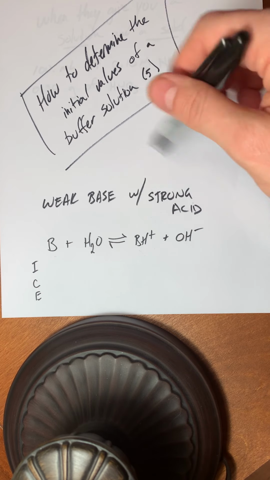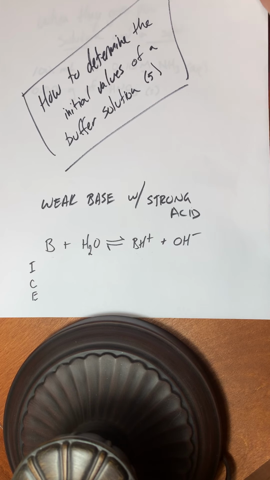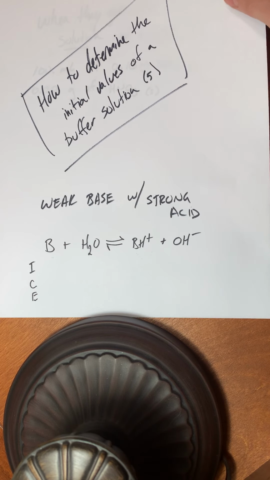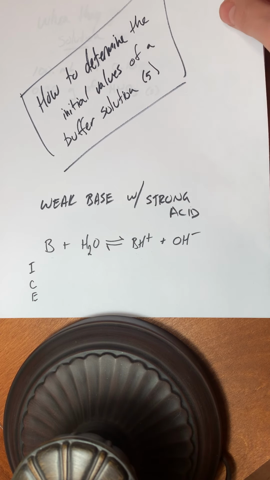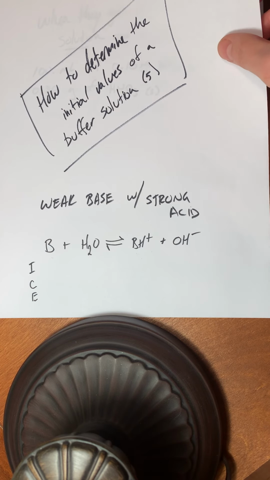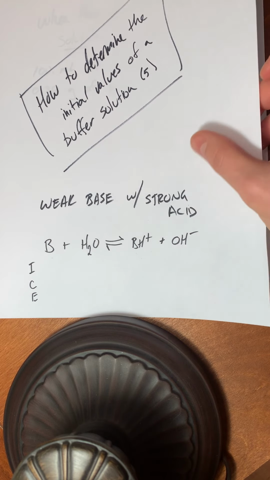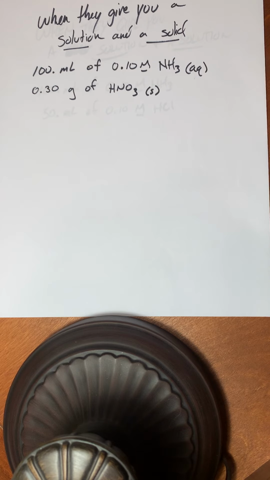So making buffers this way often confuses people when you see it in a question. But if you see something weak with something strong and you see the word buffer in there, that means you're doing some conversion. Because you just can't make a buffer with something strong unless you're taking some of that weak thing and converting it into its conjugate. So what are a couple of ways we can convert a weak base over to some of its conjugate acid using an acid?